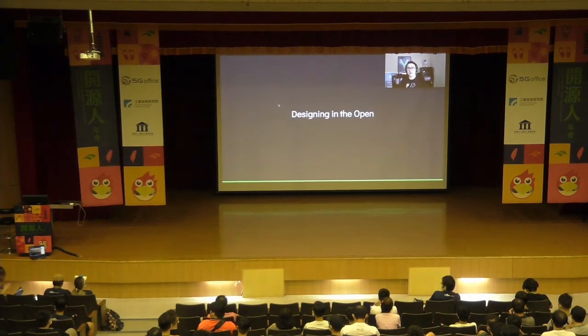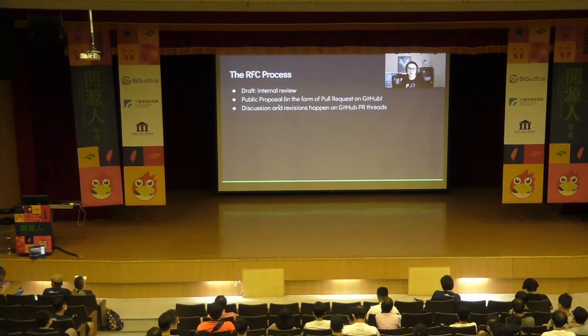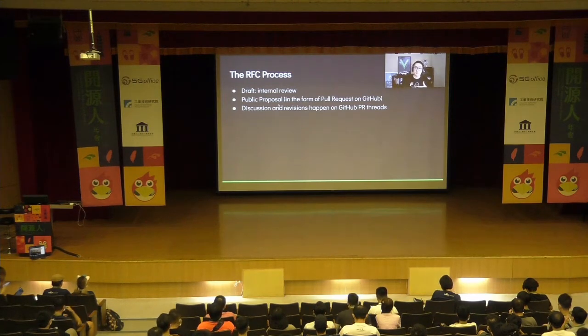And finally, designing in the open. This is the most challenging part, I would say, in working on open source. So we established the RFC process in early 2019, because when we are working on this new major version, we want the users to be aware. We want the users to be able to get involved in the process. So the process largely follows a draft that we share inside the team for internal review. Then we submit it to GitHub as a public proposal in the form of a pull request. Then all the discussion and revisions happen in that GitHub pull request.